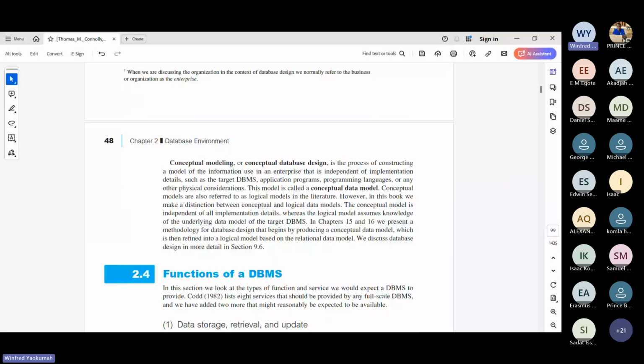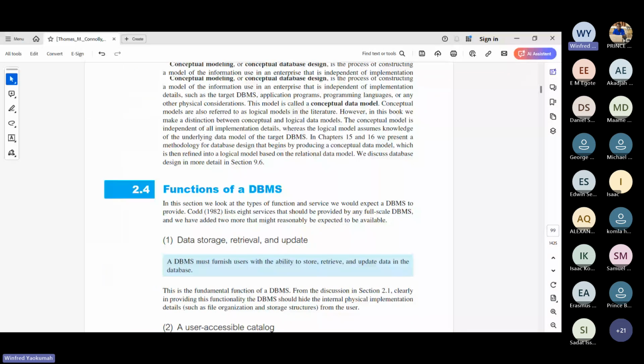Now I want to quickly bring to your notice the main functions of database management systems. You remember in the first chapter we talked about the advantages of database management systems. But now we want to talk about the functions. What functions do they perform? So we listed a number of them here.